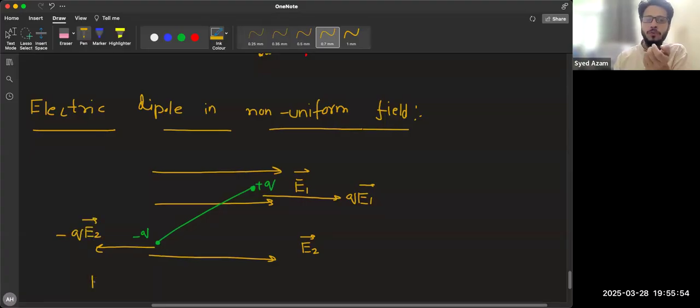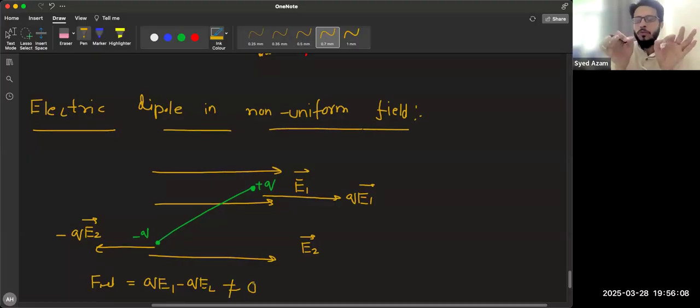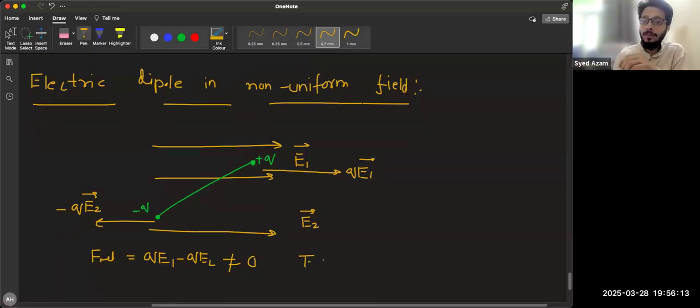The net force will be QE1 minus QE2, which is not equal to 0. So the net force on the dipole is not 0. There is some net force which is acting on the dipole. So this will have some translation. So it can move along positive x-axis or negative x-axis.